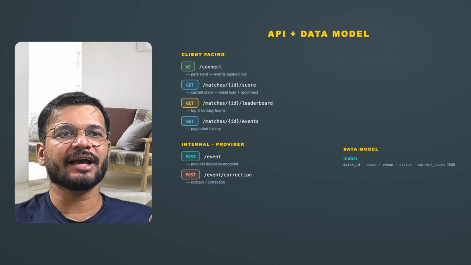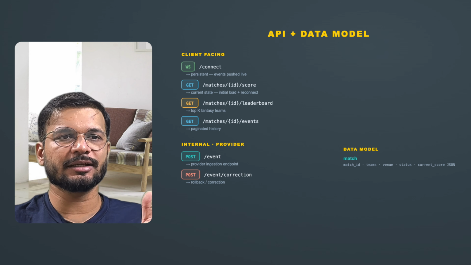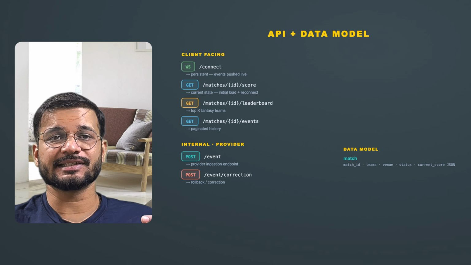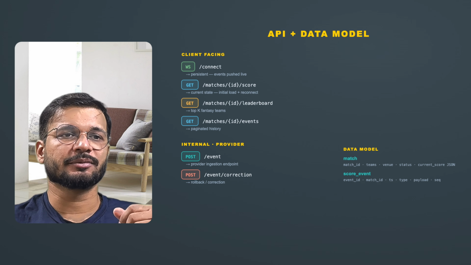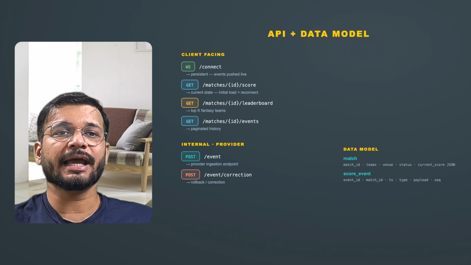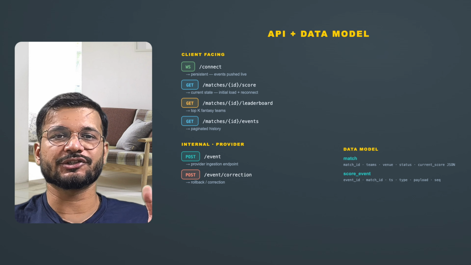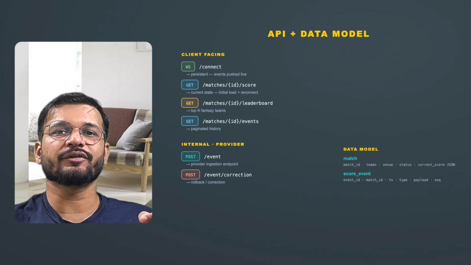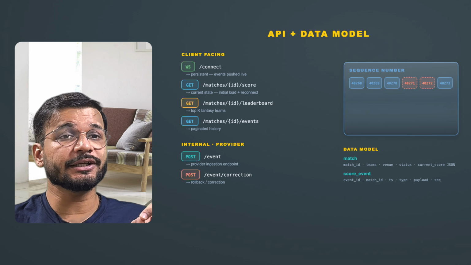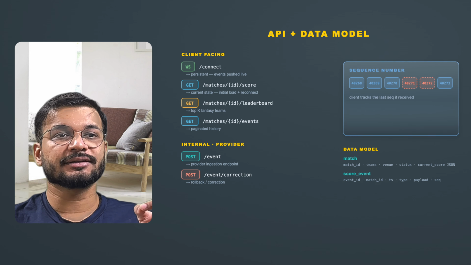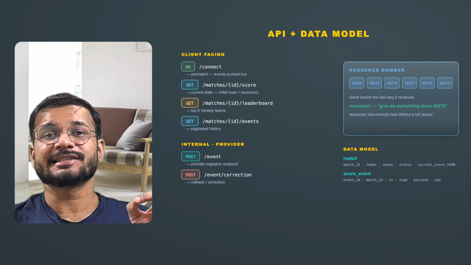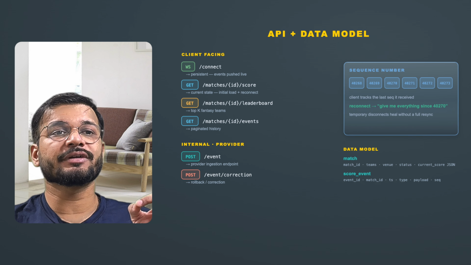For the data model, we have a match table in which we have the match ID, team, venue, status (pre-match, live, completed), then the current score as a JSON blob, then last updated timestamp. In the score event table, we can have event ID, match ID, timestamp, event type (ball, wicket, boundary, 6, review, correction), the payload JSON with the full event details, and the sequence number, which is critical. Every event has a monotonically increasing sequence number. Clients track the last sequence number they receive. If they reconnect, they can ask for all events since sequence N. This handles temporary disconnections cleanly.